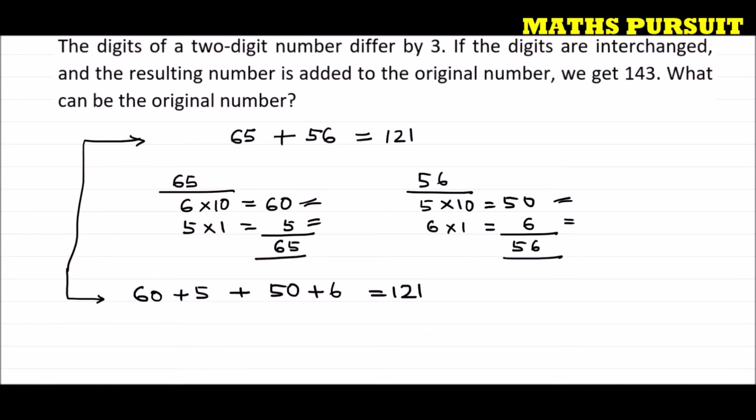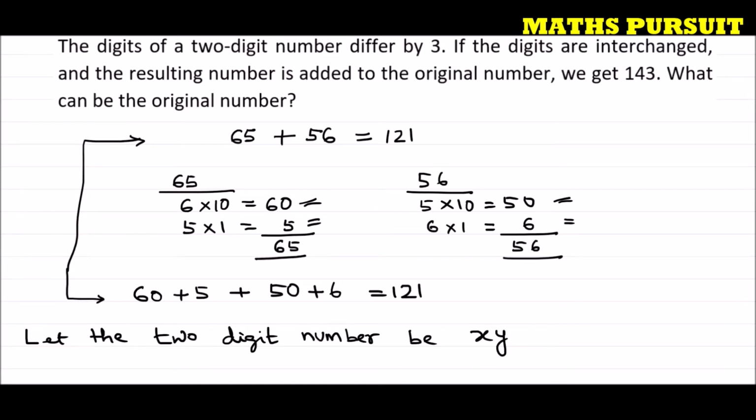Now after understanding this concept, let us look into our question. The question is asking us the digits of a two-digit number. So guys, we do not know this two-digit number. Let the two-digit number be xy, because we do not know this number that the question is asking us.